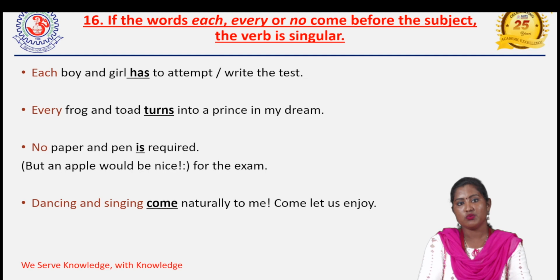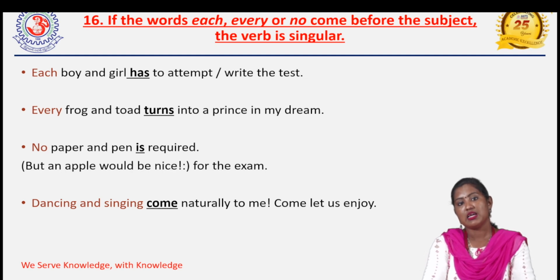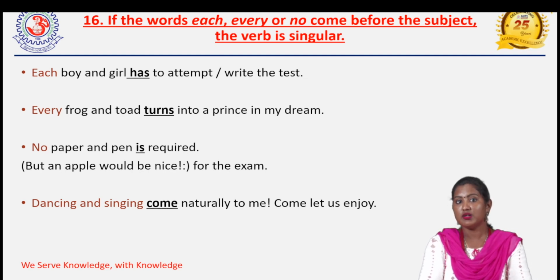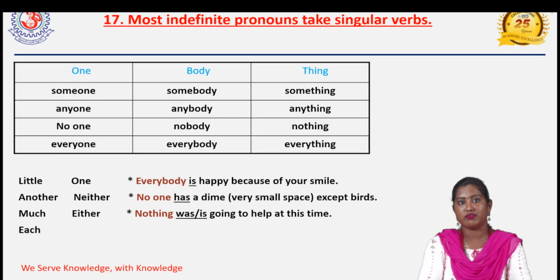And next rule, why we are not using "comes"? Because we are using two subjects there: "Dancing and singing come naturally to me." Come, let us enjoy. So we'll move to the next one.